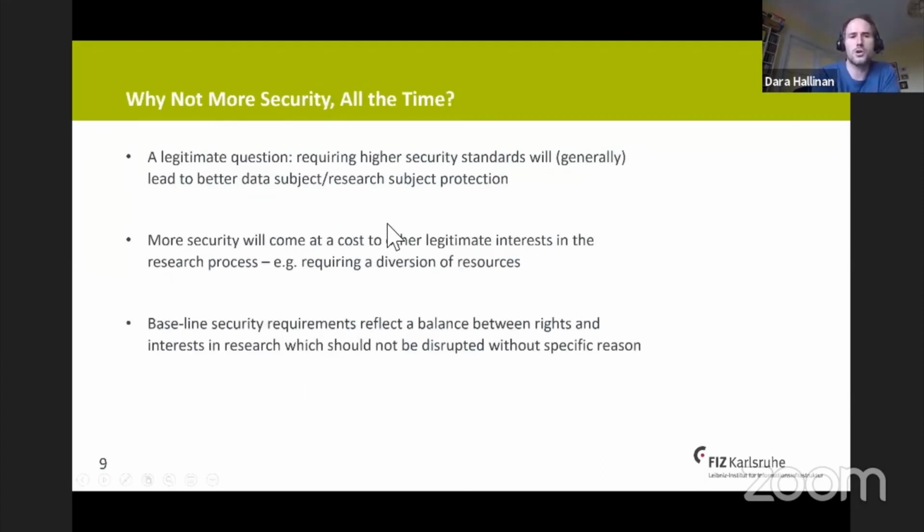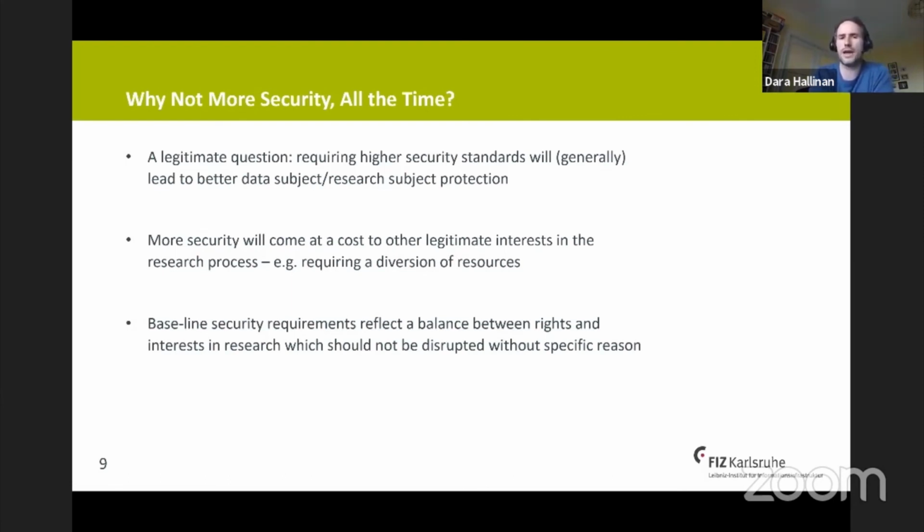Now, there's a really legitimate question you might ask in relation to that, which is why not simply require a higher security standard across the board in a condition or in a state where certain otherwise applicable protections are relaxed? Surely this would be a good thing and secure better data subject, research subject protection. It's completely true. However, more security will naturally come at a cost to other interests in the research process. A higher level of security will require diversion of resources which would otherwise be spent on other activities supporting research.